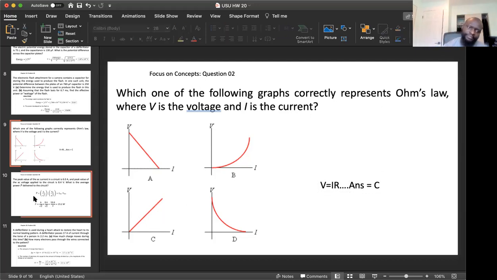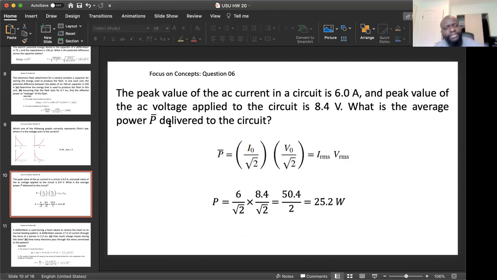Okay. Next, the peak current of the AC current in a circuit is 6 amperes, and the peak value of the AC voltage applied to the circuit is 8.4 volts. What is the average power delivered to the circuit? So average power is the IRMS current times the VRMS voltage. So the IRMS, which is root mean square, and the VRMS, root mean square, are the peak values over root 2. I naught is the peak current, and I naught over root 2 is IRMS. VRMS is the peak voltage, V naught over root 2.